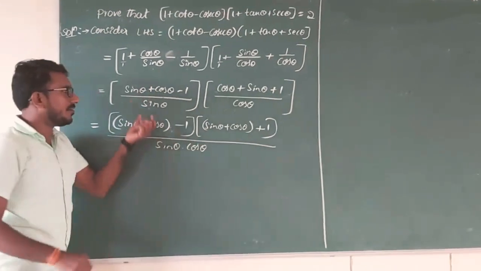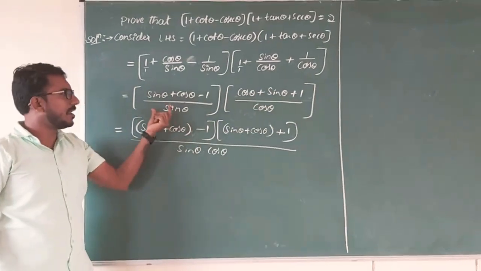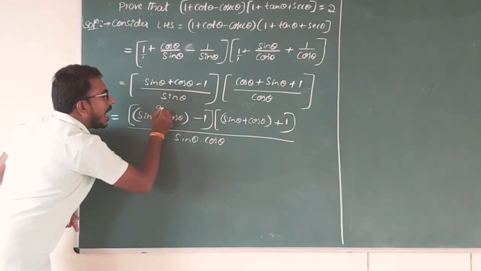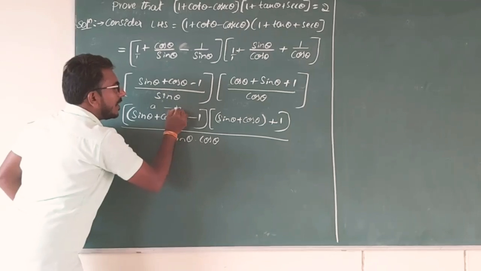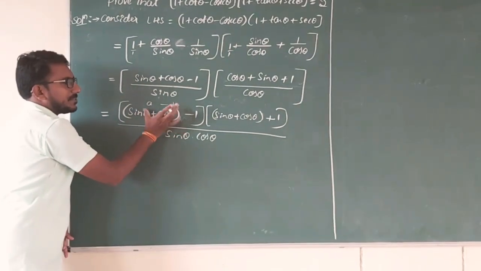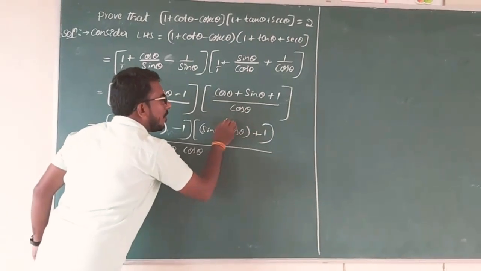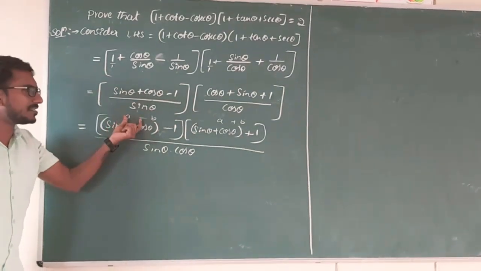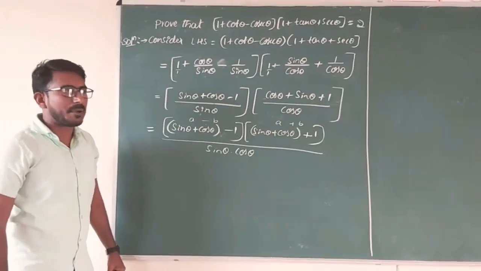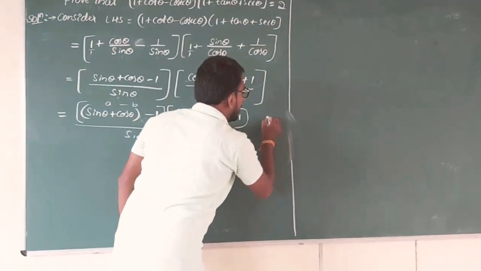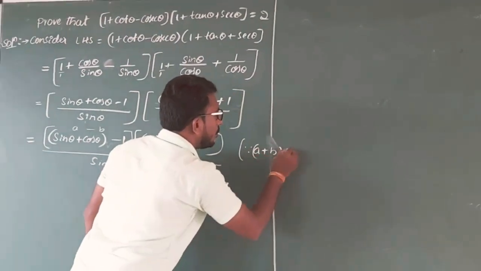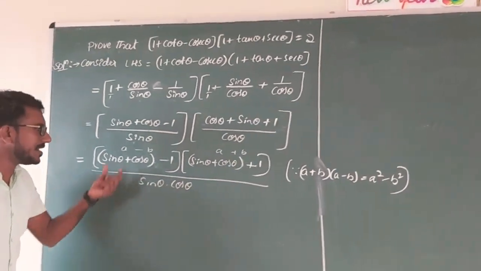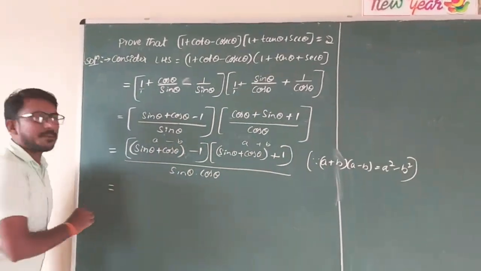What we have done is multiply numerator with numerator and denominator with denominator. Here you can observe this is nothing but A, minus 1 is B, so the complete expression is A minus B. Here you can see it is in the form of A plus B. So let us make use of the identity A minus B into A plus B, which we can write as A square minus B square. I'll make use of this identity.